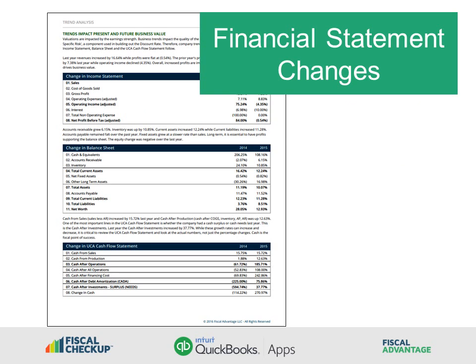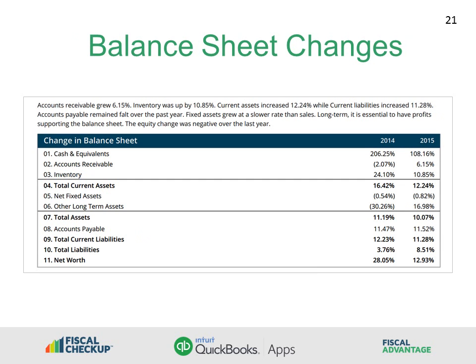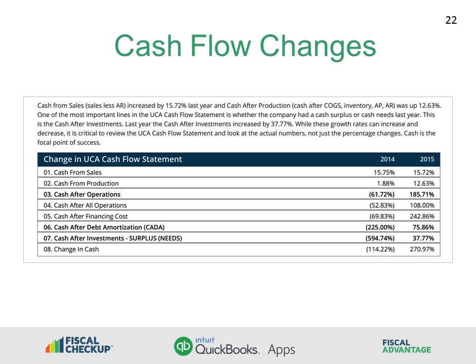Page 6 reviews year-over-year changes in the financial statements. The first table discusses year-over-year changes to the income statement. The second table describes the year-over-year changes in the balance sheet. And the third table shows the changes in the cash flow statements.